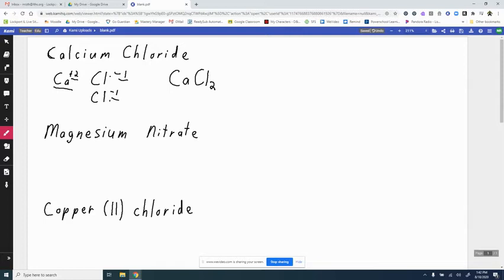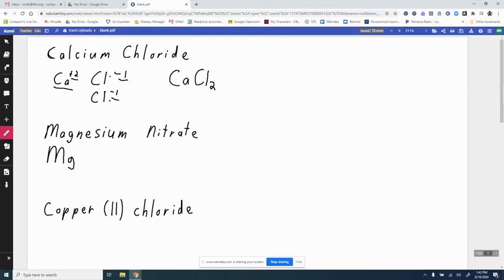All right, so next one, we have magnesium nitrate. First we have to find the two different parts. The first is magnesium. That is an element, so we would look up on the periodic table what its symbol is, and that is Mg. The second is nitrate. Since it ends in -ate, that tells you that it is a polyatomic ion.